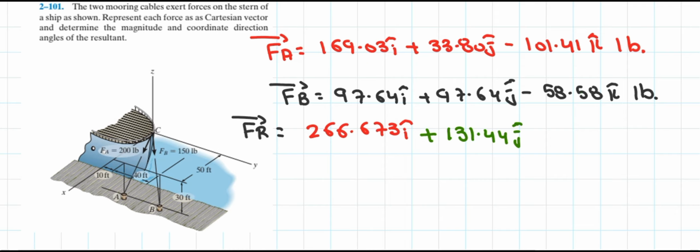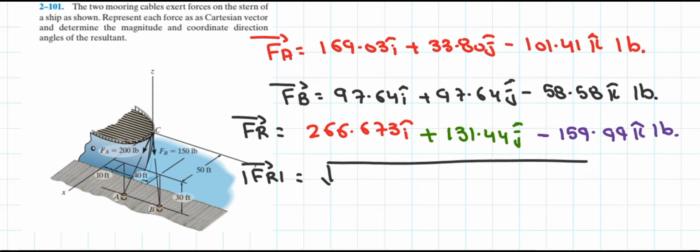So you will get negative 159.99 K cap pound. This is basically the vectorial form, or you can say the Cartesian form, of the resultant vector. Now, find out its magnitude. For the magnitude, we have the formula again, that is FR magnitude is equal to under root x square plus y square plus z square.